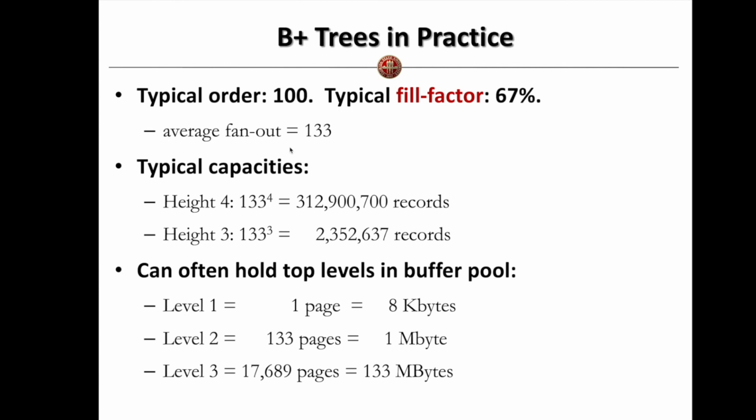And based on these typical numbers, for the capacity we can store in the B+tree, if we have a tree with 4 depths, the maximum number of records we can store will be about 133 raised to 4, right? In other words, this B+tree can refer to a maximum of about 312 million records. If we have a B+tree with 3 layers, then the maximum pointers can point to tuples with about 2 million records.